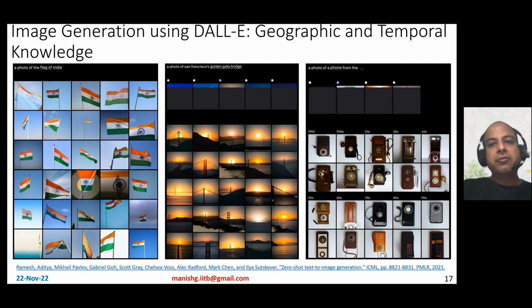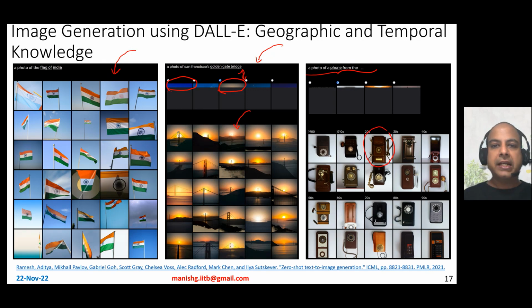It also has some sort of knowledge about geographic and temporal notions. So, for example, you could ask it to come up with the flag of India, and it does understand the geographic part of it. You could also give it a text and an image prompt together, and then ask it to come up with a photo of Golden Gate Bridge. It clearly understands what Golden Gate Bridge is, but also, if you give it a prompt about evening time, it sort of generates evening photos. But if you give it a prompt of, let's say, night time or morning time, it will come up with those kinds of photos, right? It also has a notion of temporal understanding. So you could basically give it a prompt saying a photo of a phone from 1920s, and it'll basically come up with a photo of a nice phone from 1920s.